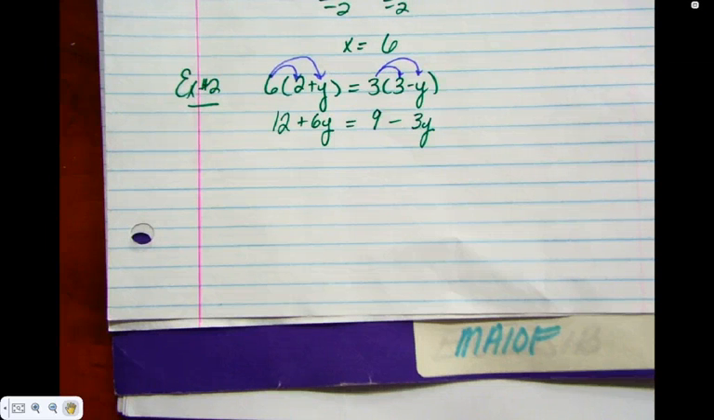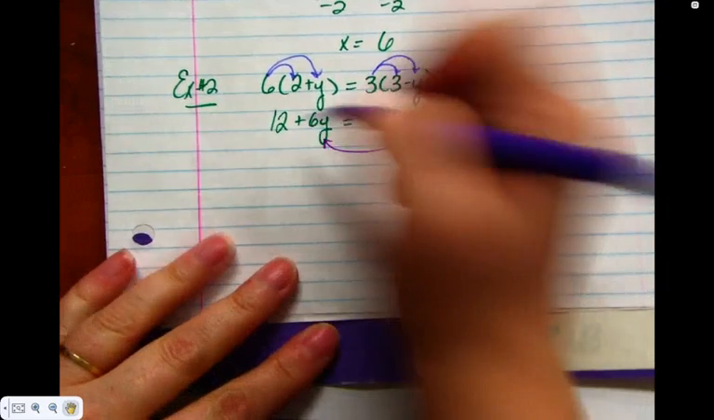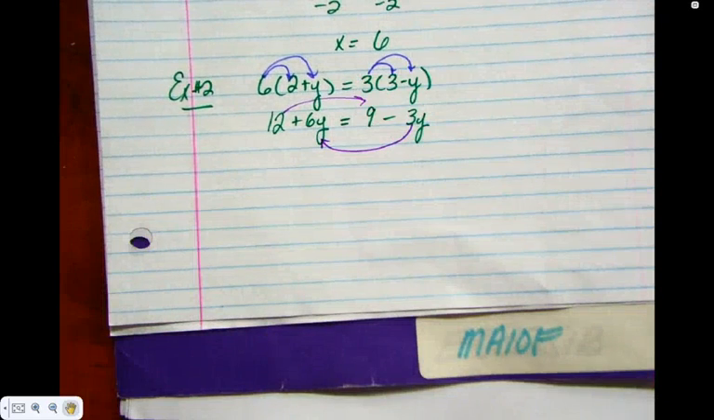Now I need to move variables onto one side, numbers on the other. So the negative 3y is going to have to come to the left. The 12 is going to have to go to the right. I'm going to do it the short way that I showed you yesterday. If you want to do it step by step in the long way, go ahead.